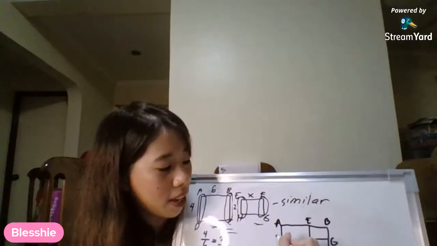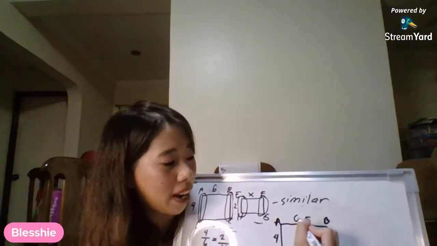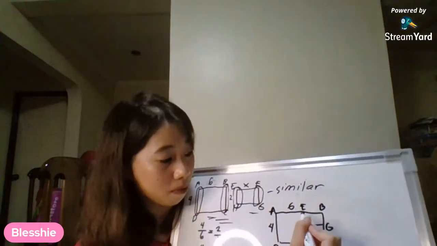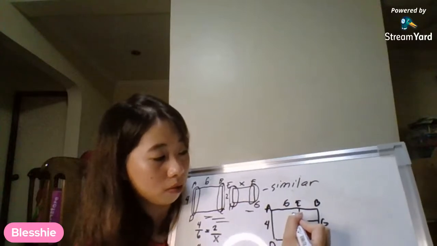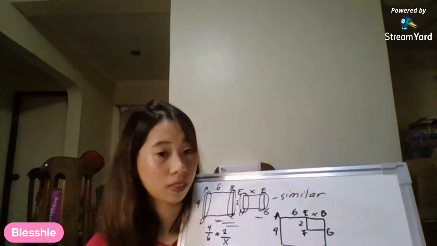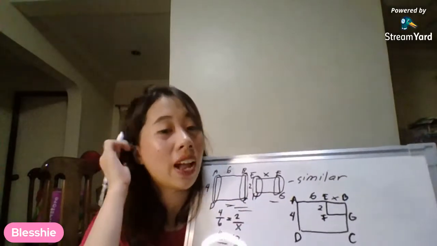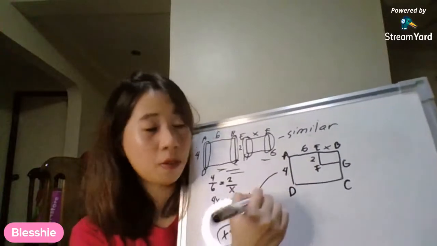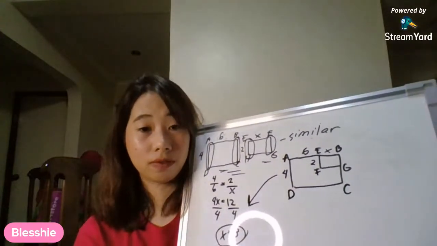So, kunyari, same thing. Kung 4 at 6 ito, and then, ito ay 2, ito ay x. So, how would you find the value of x? It's going to be the same thing. So, ganito pa rin yung gagawin nyo.